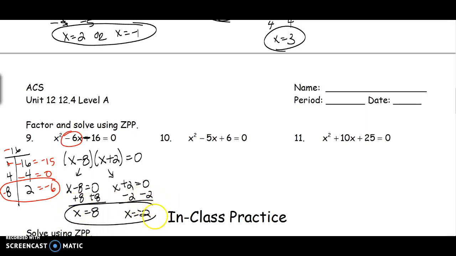So I'm just going to leave these last two. If you want to try them, you may. Otherwise, I want you to try the in-class practice. Make sure when you have it equals 0, you do continue to solve.